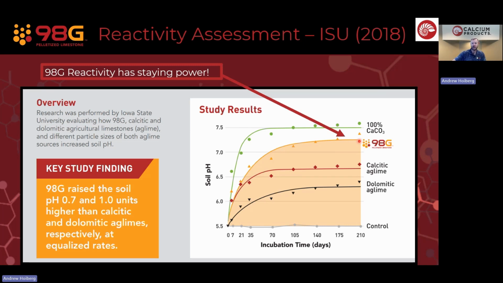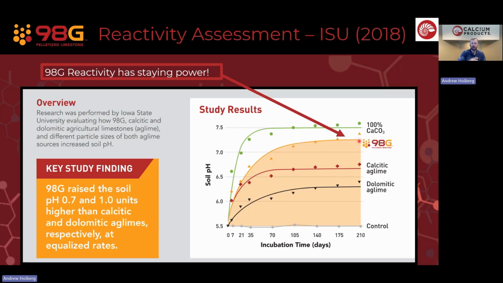kind of pH. And that is really where the difference in application rate comes in, is that we're having to target that ag lime application a lot higher than we are 98G. And so when people push back on the price and the application rates, we have to explain to them that that's the true difference between the products.